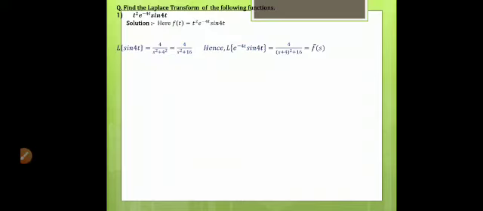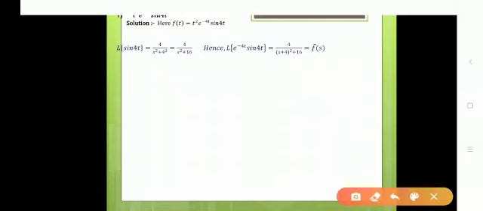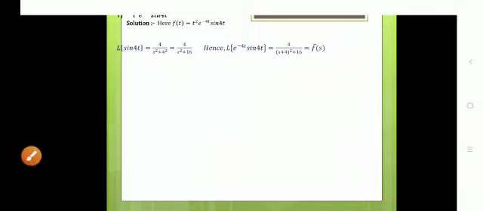Now when it is multiplied by e raised to minus 4t, we have to apply first shifting property. So according to first shifting property, s should be changed to s plus a. So here a is 4, so it becomes s plus 4. So L of e raised to minus 4t sine 4t equals 4 upon (s plus 4) whole square plus 16, and this is our f bar of s.